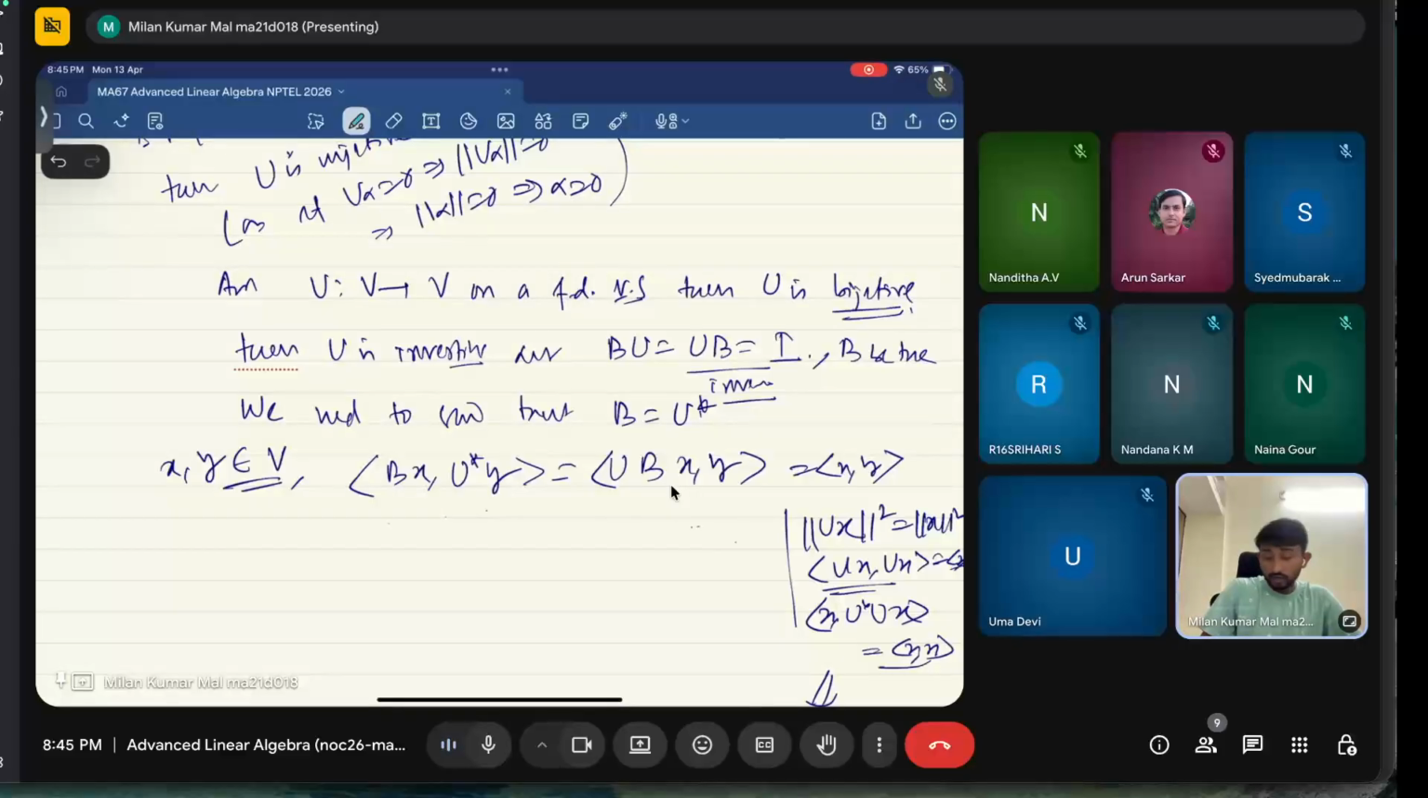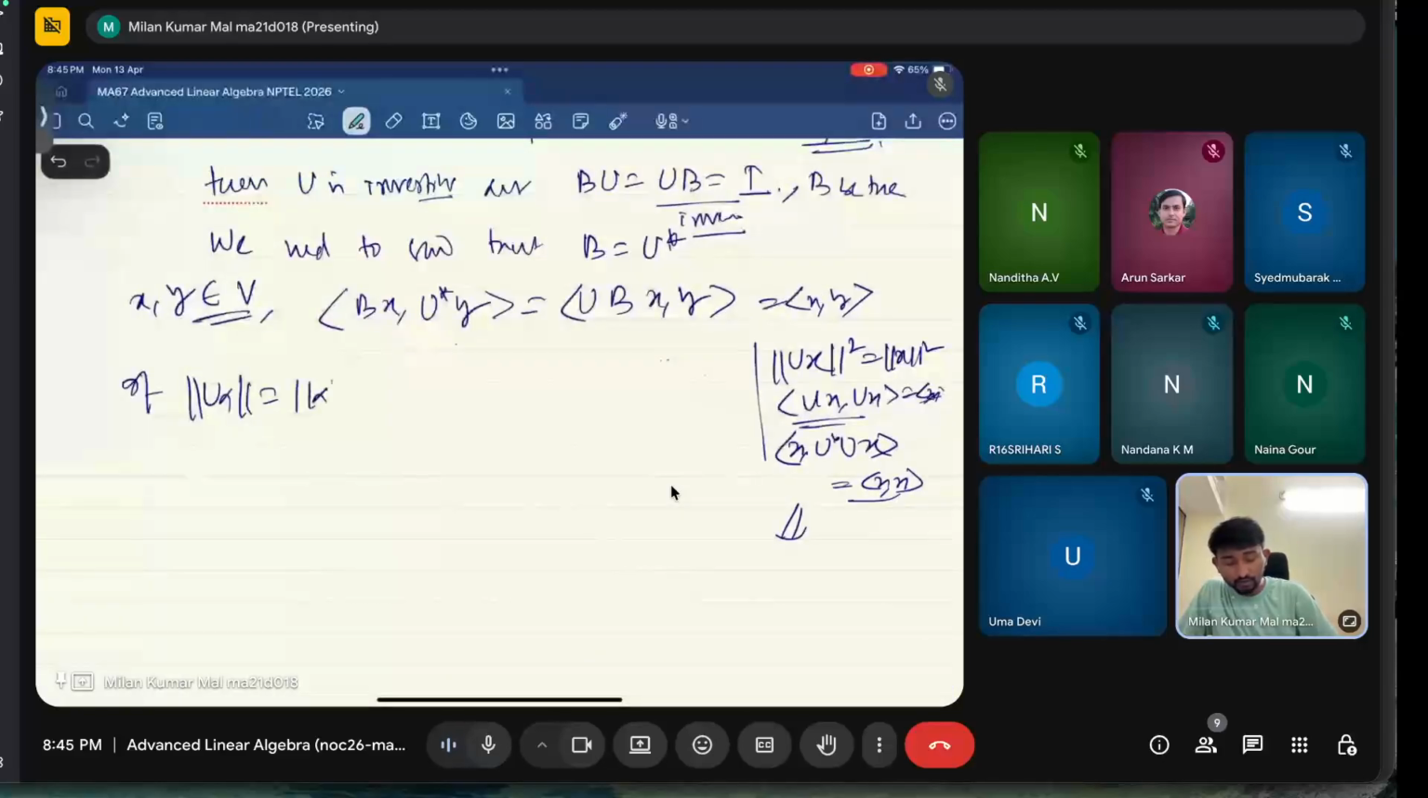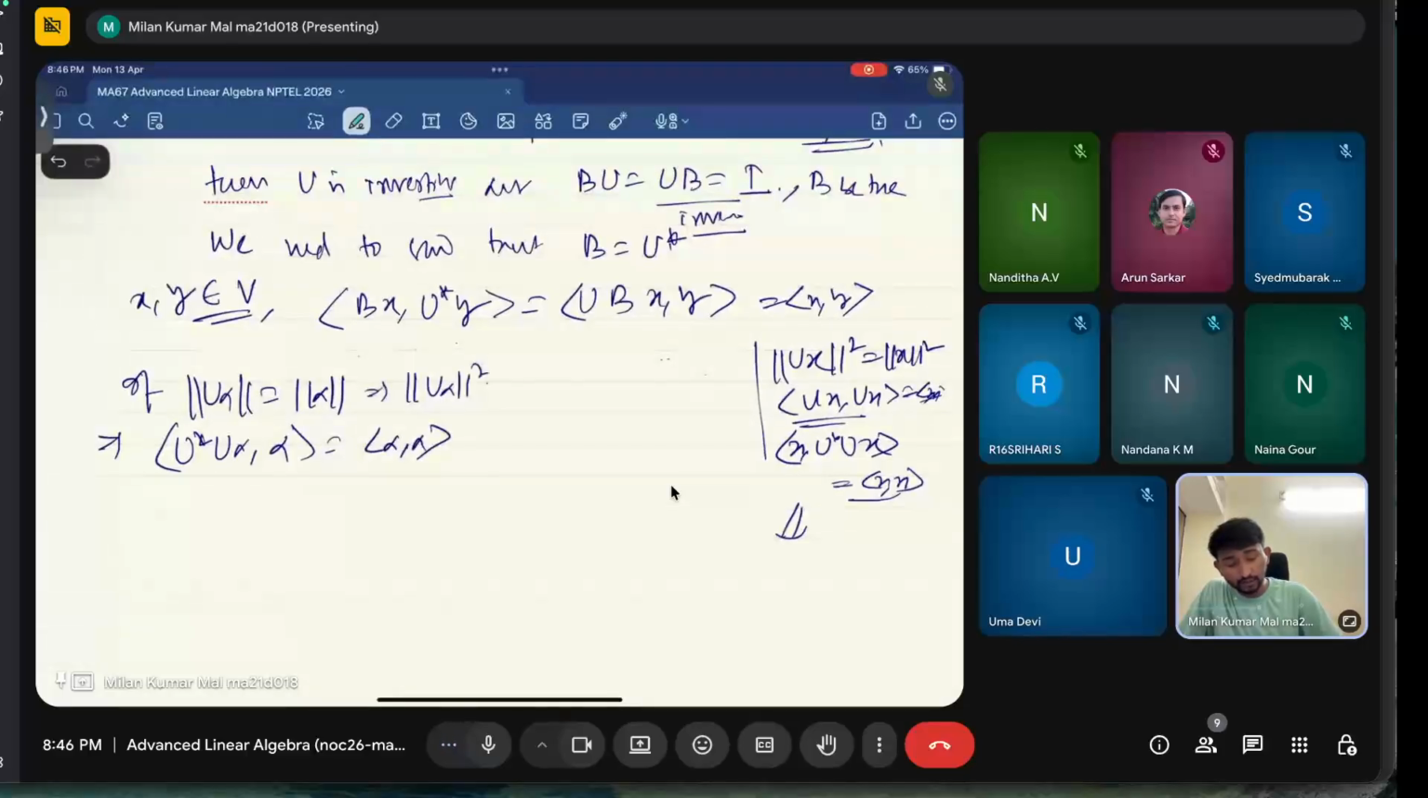Without polarization, how can one get this? Here we can use one fact. If the norm of u alpha is equal to the norm of alpha, then we can say that the inner product of u alpha, u alpha has to be equal to the inner product of alpha, alpha. That's for sure, because we can get norm of u alpha squared is equal to norm of alpha squared, and that will give that the inner product of u alpha is equal to the inner product of alpha alpha.